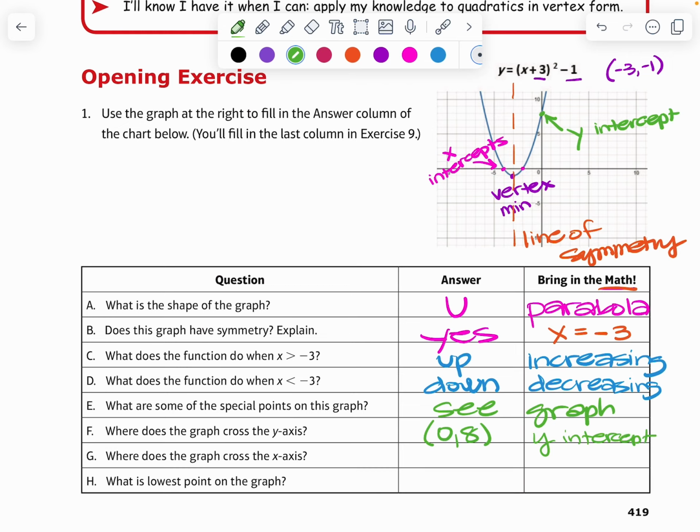Where does the graph cross the x-axis? Let's label that. It should be at -4, 0 and -2, 0. What's the lowest point on the graph? Oh, we talked about that already, didn't we? The lowest point would be -3, -1, and that is our vertex, otherwise known as our minimum. So lots of important points on our parabola. Okay, let's go to the next page.